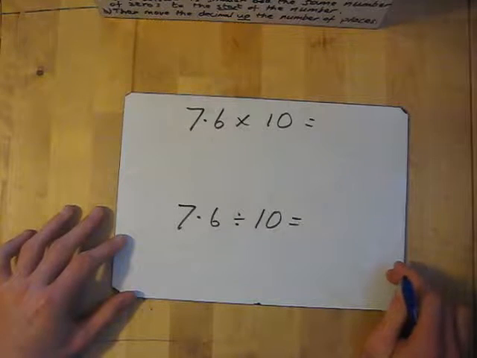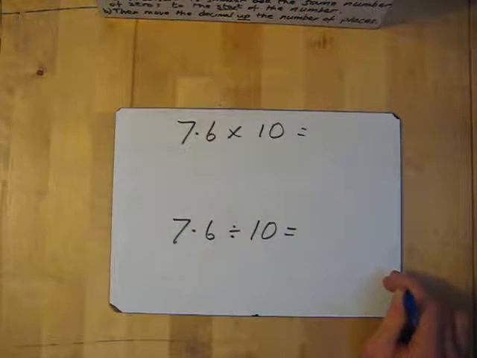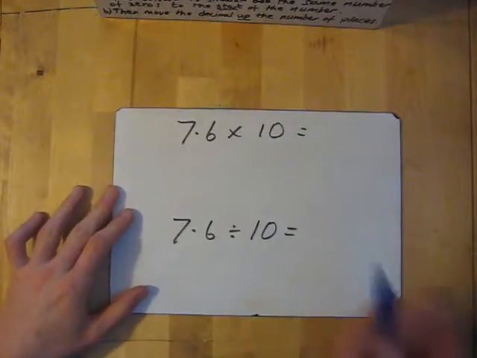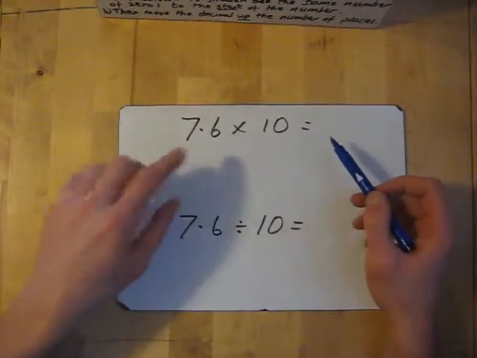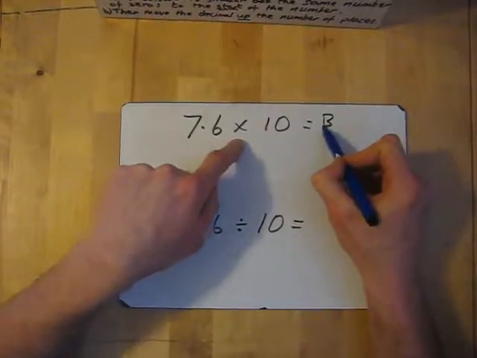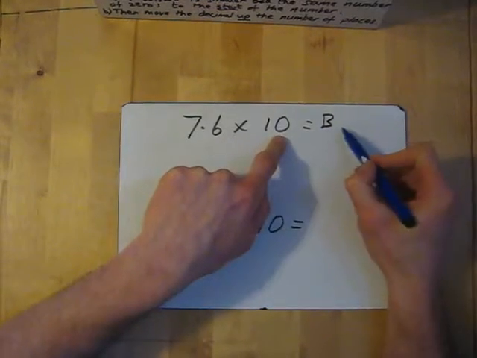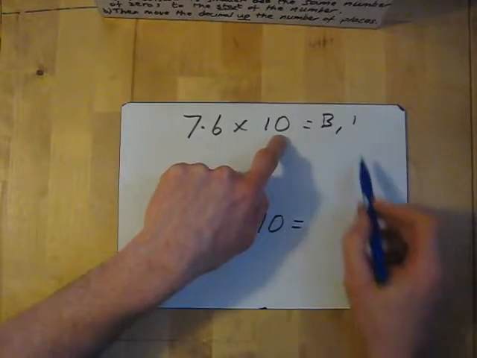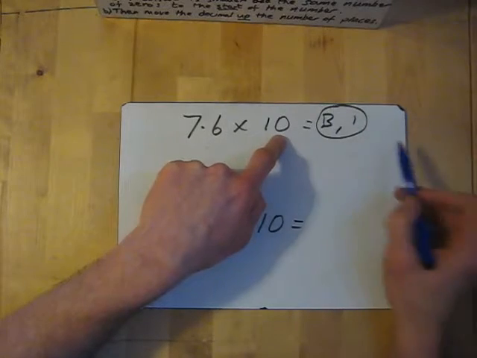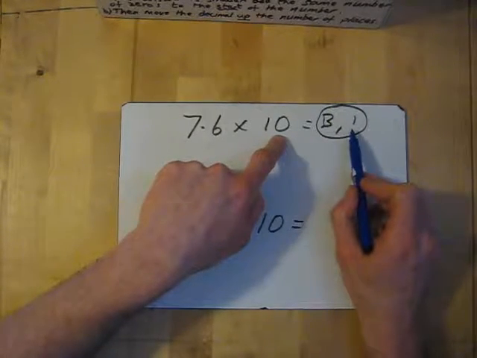So first one, 7.6 times 100 and 7.6 divided by 100. So number one, ask myself, bigger or smaller? So it's going to get bigger. By how many places? It's got 1 zero, so it's going to get bigger by 1 place. So in my head, or even write it down, I know these two answers.